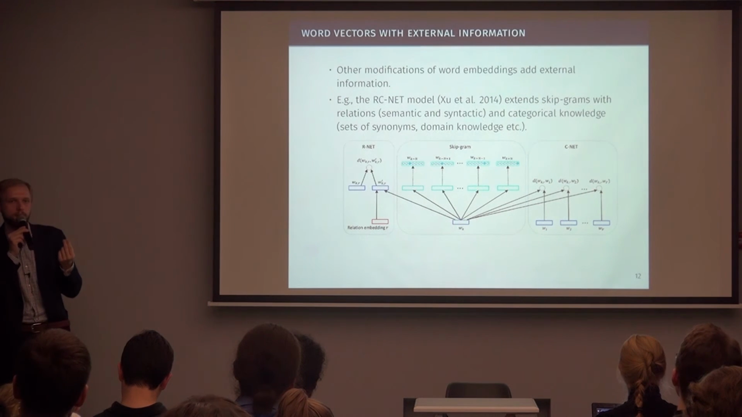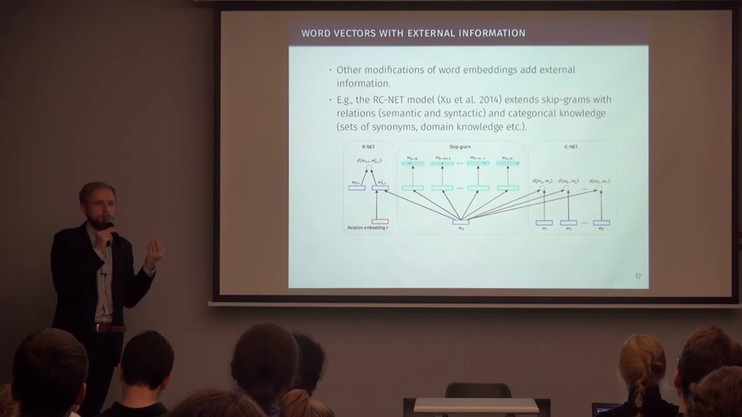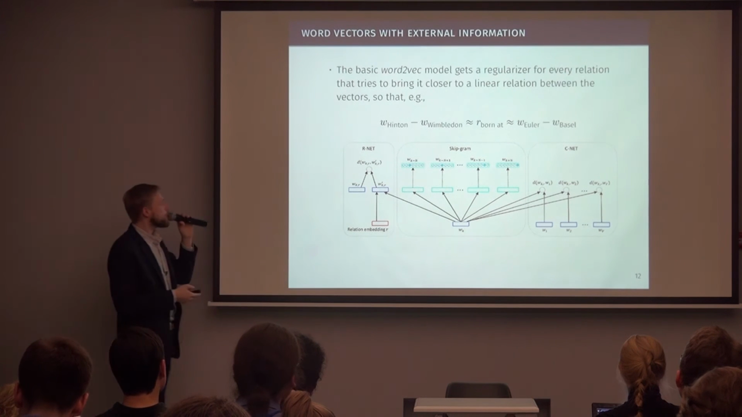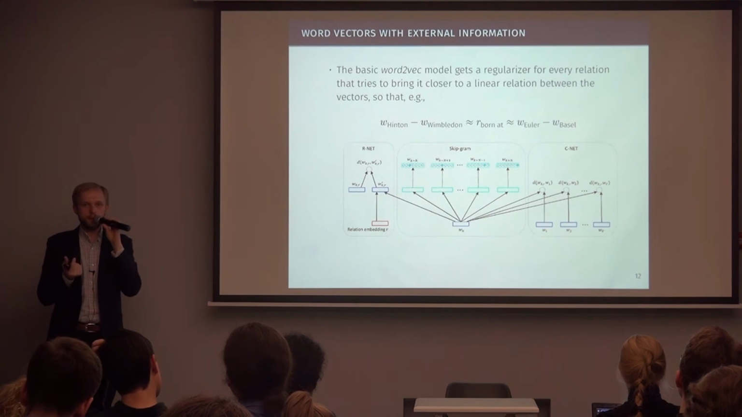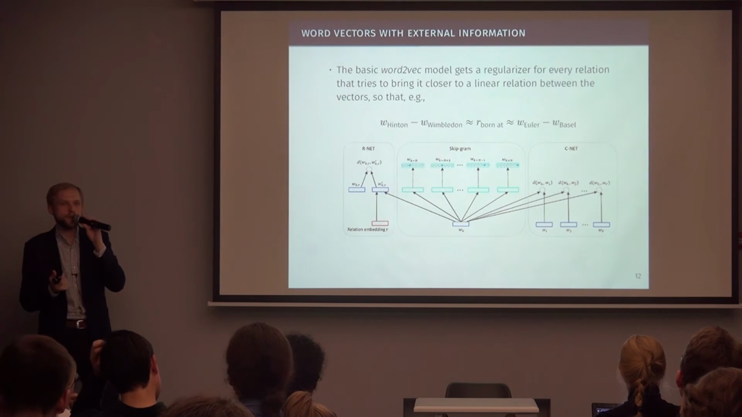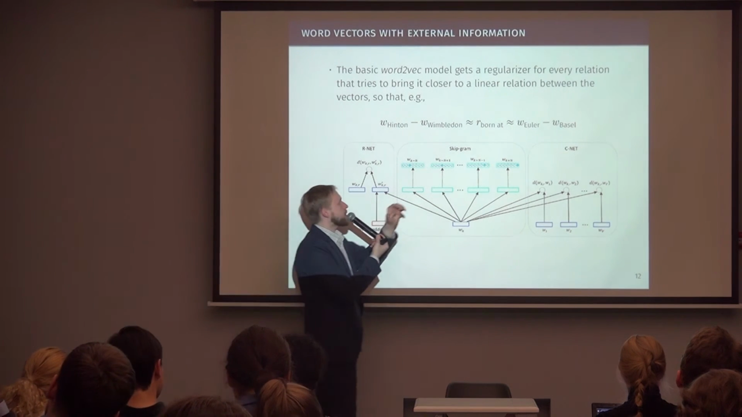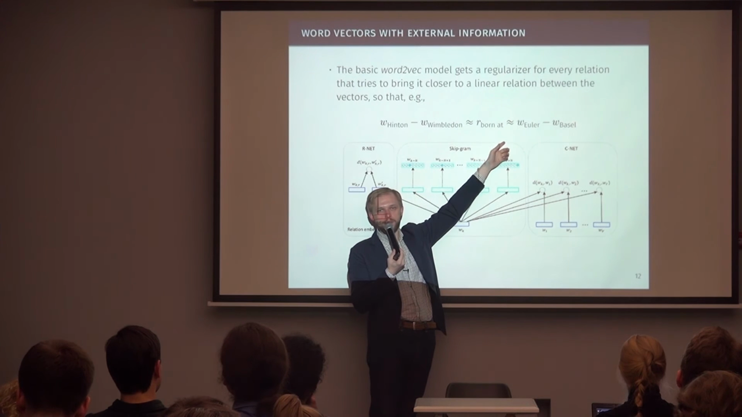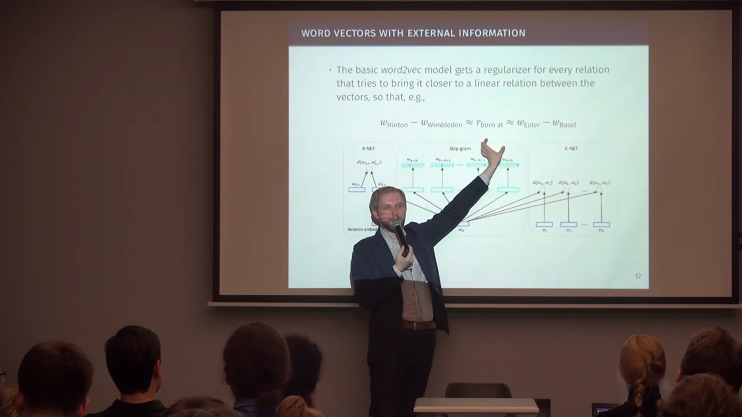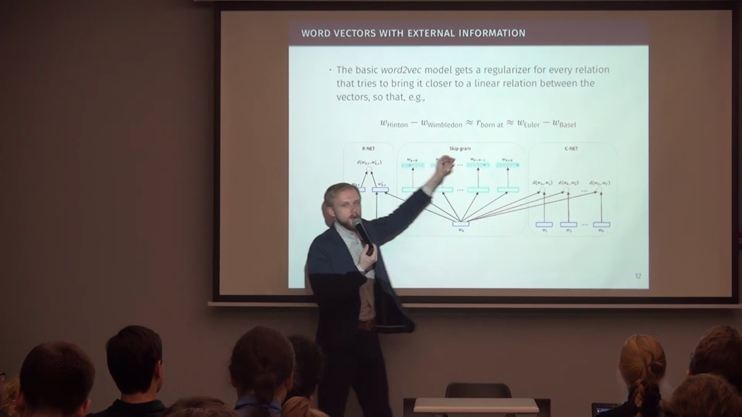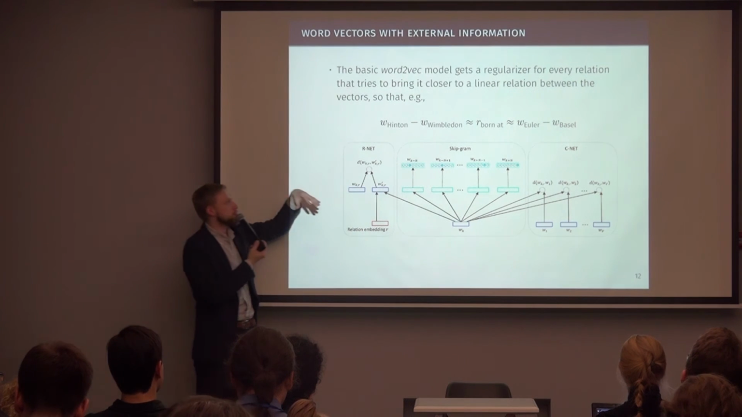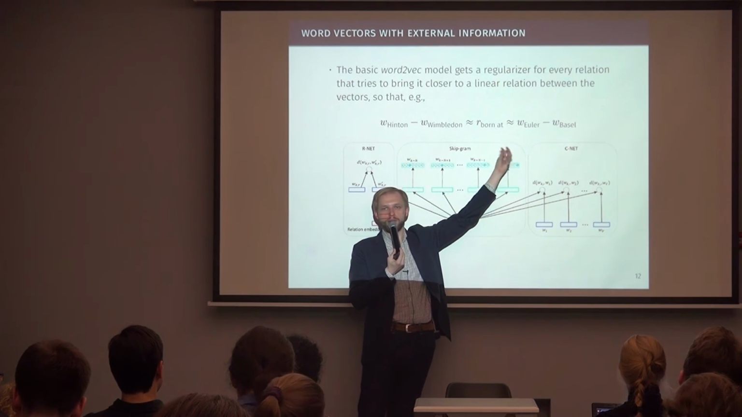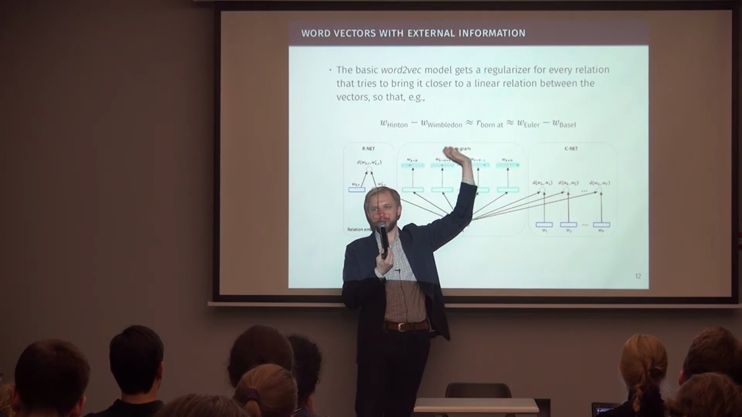So we already know all these facts. We don't have to derive them from raw text. We can try to add them artificially. So this is what the RC model does. It basically adds a specifically constructed regularizer that tries to make these relations from the ontology, from the knowledge base, as linear relations in the vector space. So there is a special regularizer that tries to make the vectors such that they conform to these kinds of linear relations.